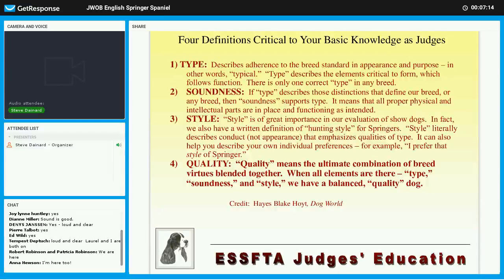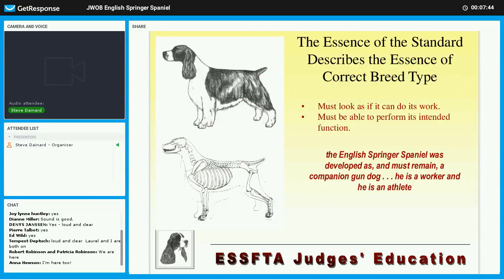The ESSFTA has really gone into a lot of explanation here on understanding that we're looking at not only type or the style of Springer that should be typical in your mind's eye, but also really focusing on soundness, okay? And then ultimately, the quality of a dog is a combination of type, soundness, and style. I think that's pretty straightforward stuff that applies to many breeds, not only the English Springer Spaniel. Again, we're focusing here on functionality.